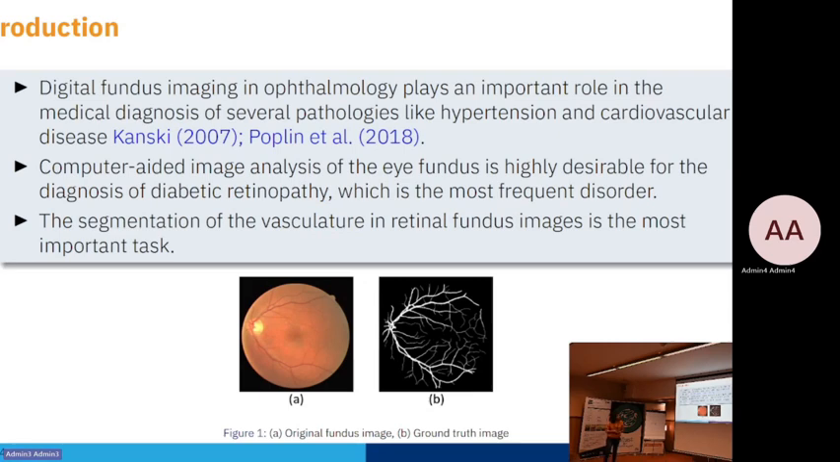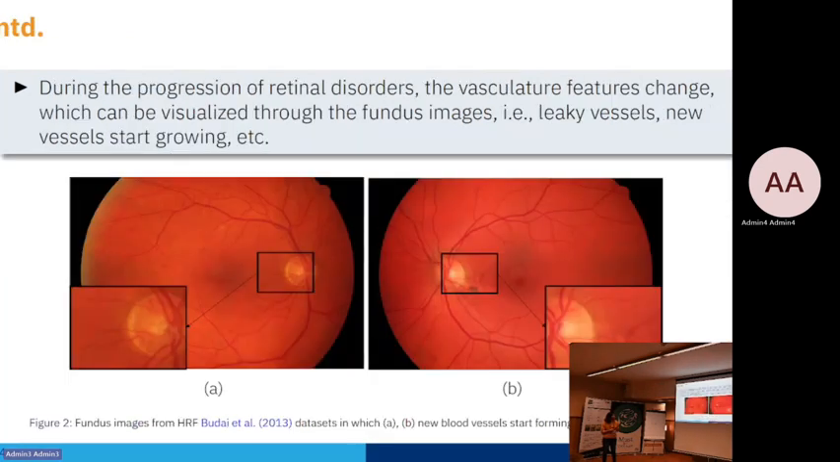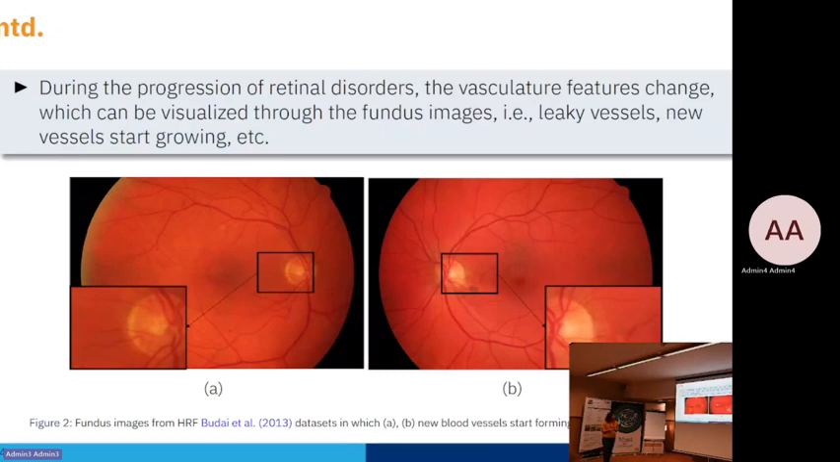Here our main focus is to segment these blood vessels so that we can analyze where the changes are appearing, and any clinician can use this to identify the disorder. During the progression of a retinal disorder, the vasculature features change, which can be visualized through fundus images, for example leaky blood vessels and places where new blood vessels start growing.